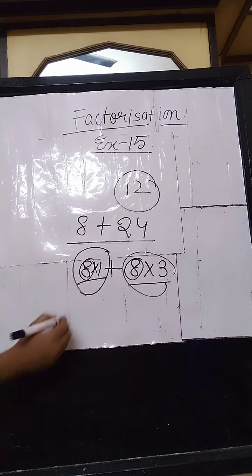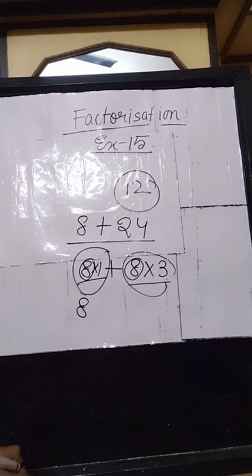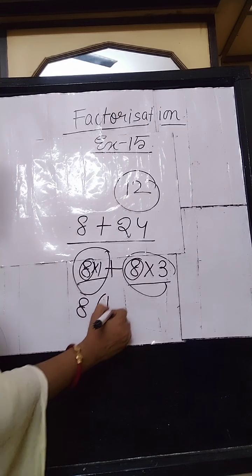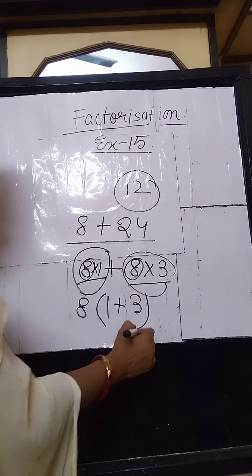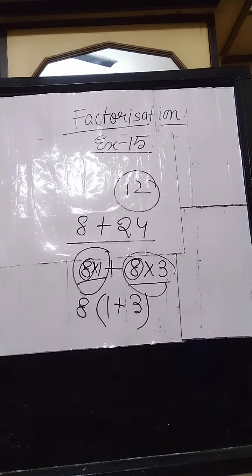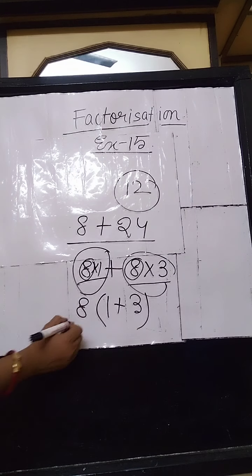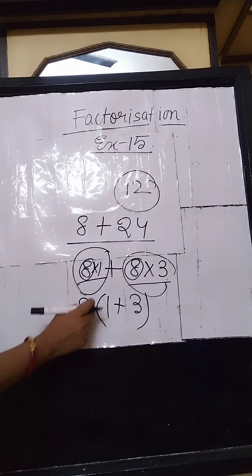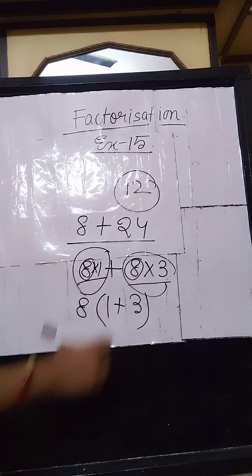So in that case we can take out 8 as a common factor, and keeping a bracket we can write 1 plus 3. Why we have taken out 8? Because 8 is a common factor. And what is the significance of this bracket?